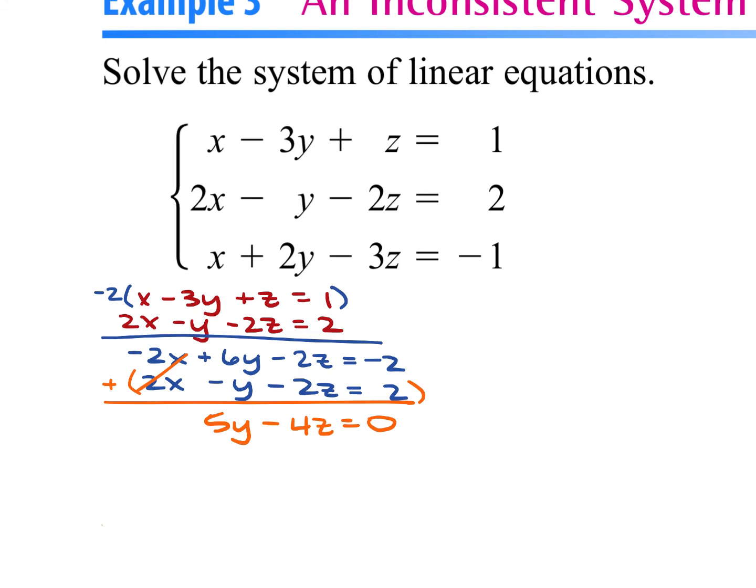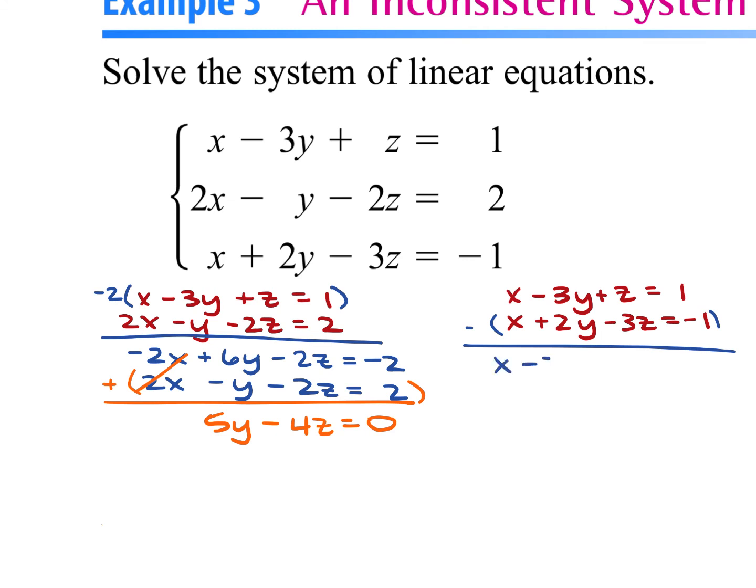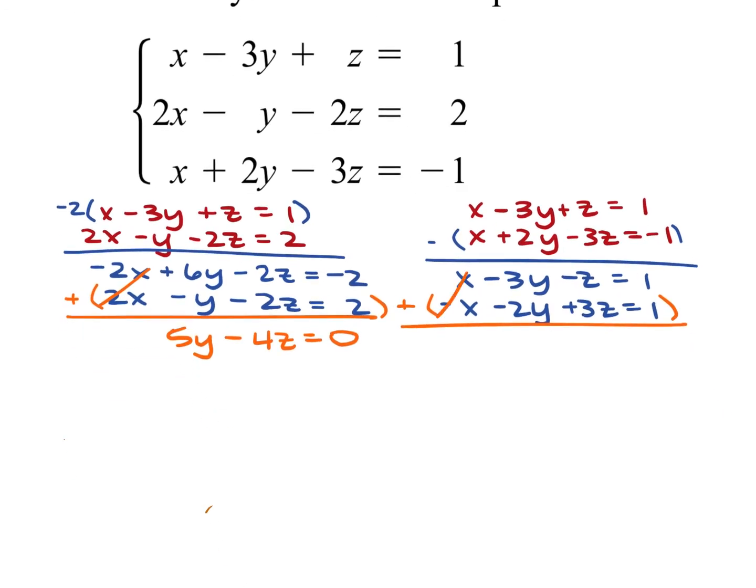We're then going to use one of the two equations that we already worked with. I'm going to choose the top one. So x minus 3y plus z is equal to 1. And that bottom equation, since we haven't worked with it yet, so x plus 2y minus 3z is equal to negative 1. I'm just going to subtract these. So this is going to give us x minus 3y minus z is equal to 1. And negative x minus 2y plus 3z is equal to 1. We combine our two equations. Those x's are going to cancel. We have negative 5y plus 2z is equal to 2.